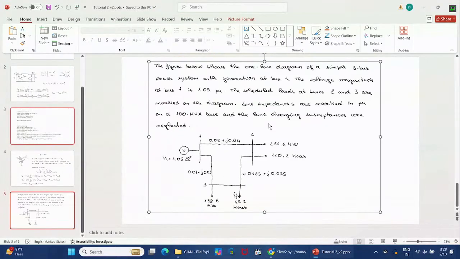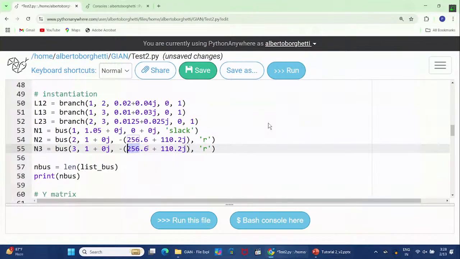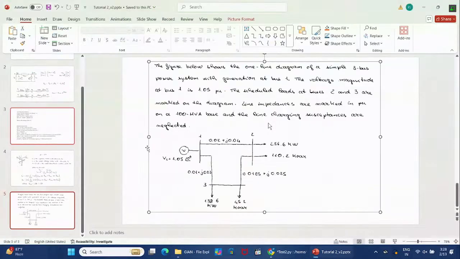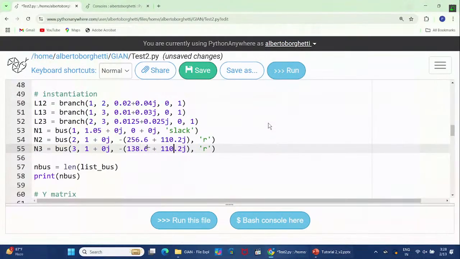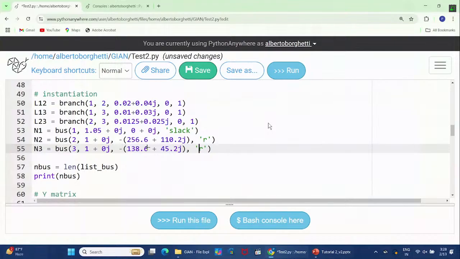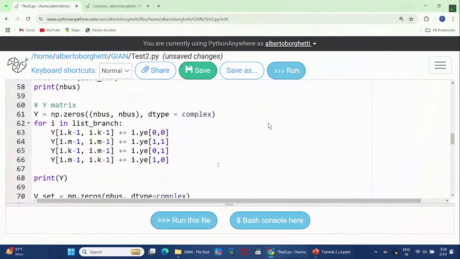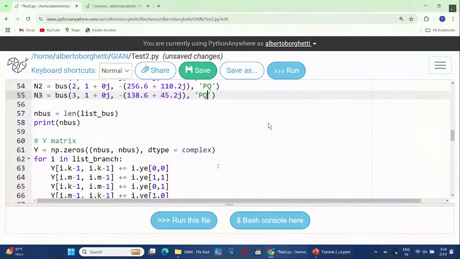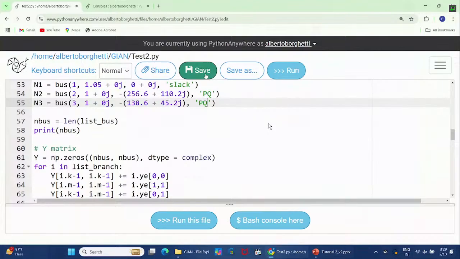So bus N3, again, we don't know the voltage, so we can just put the initial guess, 1, 0, the flat solution, and then it is minus 138.6 and minus 45.2. So these two buses are not receiving, it does not have any meaning here, they are PQ. And then, well, I don't need to change anything. We need to check. Probably we need to do something.